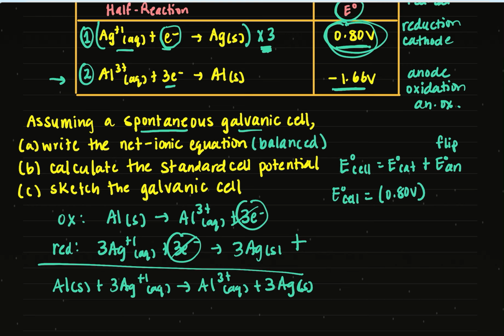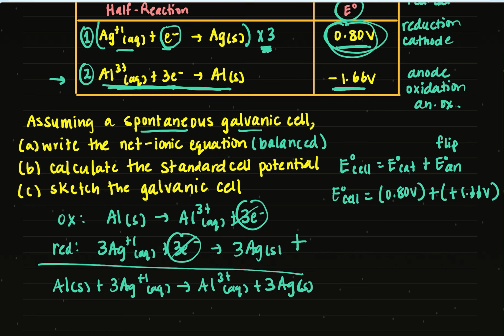0.80 volts, okay? Now E of the anode, here's where we have to be careful again. The anode is my oxidation. In this chart, this is written like a reduction. So if the aluminum was reduced, then the voltage is negative 1.66 volts. But because I'm oxidizing it and I flipped the equation, that's why I'm flipping the sign here. So when it gets oxidized, it'll be positive 1.66 volts.